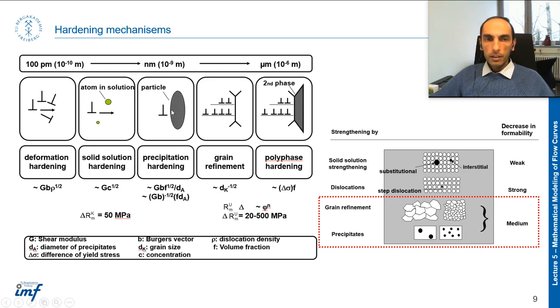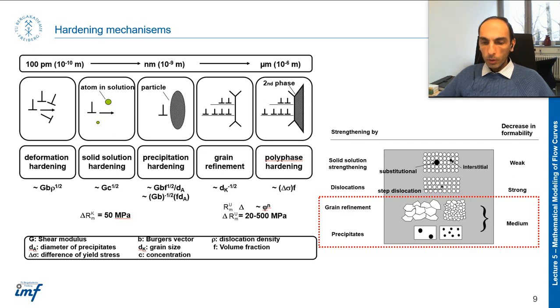In a bigger scale, or in a nano scale, I can say, then we have the precipitation hardening. In precipitation hardening, now the atoms can form a particle here. Okay, it's much bigger than an atom, but again, this precipitation can play a role of increasing the flow stress. How can they work?